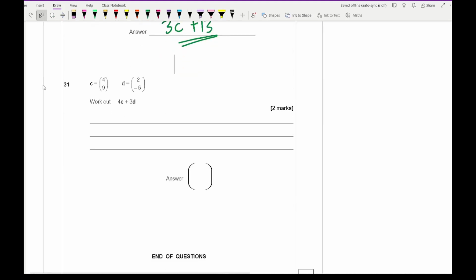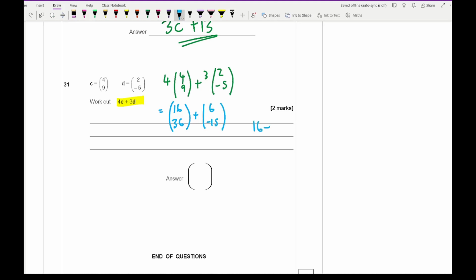And then looking at our final question, which is looking at column vectors. So for this, I need to work out what 4c plus 3d is. So what I'm going to do is I've got 4 lots of c, which is 4, 9, plus 3 lots of d, which is 2, minus 5. So combining these two, if I multiply this vector by 4, I get 16 and 36. Plus, if I multiply this vector by 3, I get 6 and minus 15. So what I then need to do is 16 plus 6, which is 22, and 36 minus 15 is 21. So then what I've got is 22 and 21. And there is my final answer.